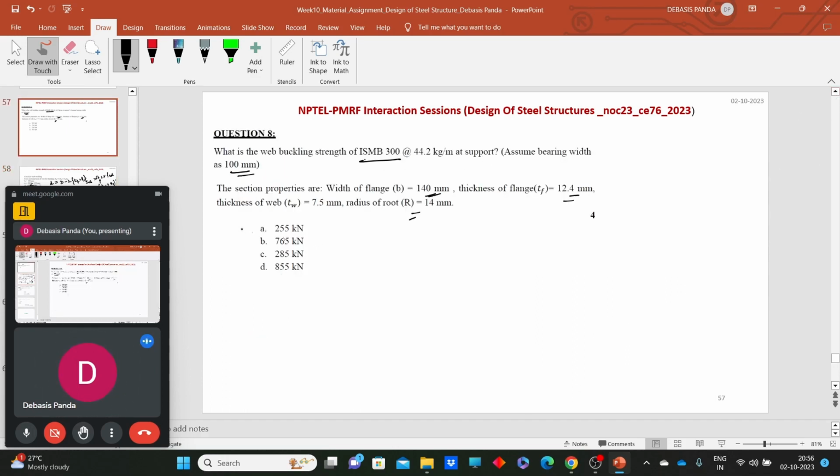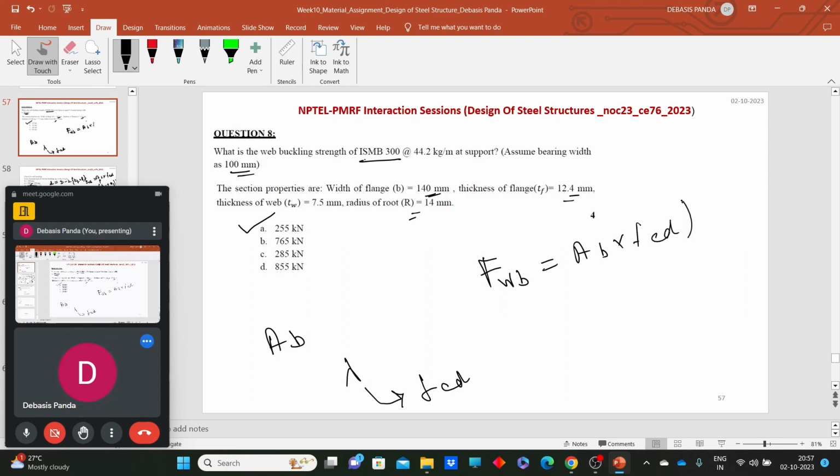So 255 kilonewton. First thing, what we need to calculate? AB value. Then we need to calculate the lambda value. Then corresponding to that lambda value, we need to calculate FCD value. When we have AB and FCD value, we can calculate the web buckling strength. FWB is equal to AB multiplied by FCD. Okay. Now move to next question.